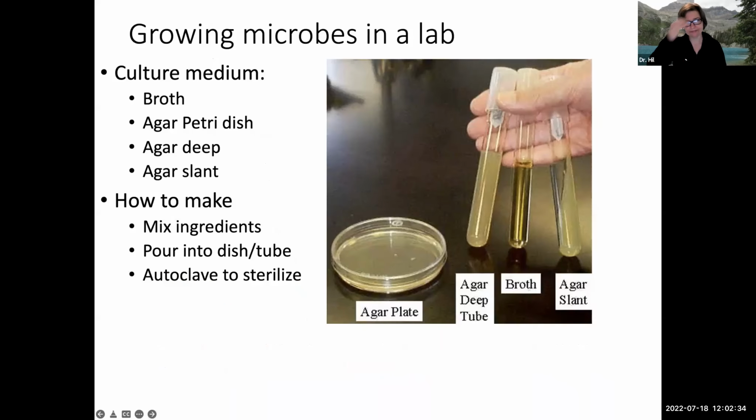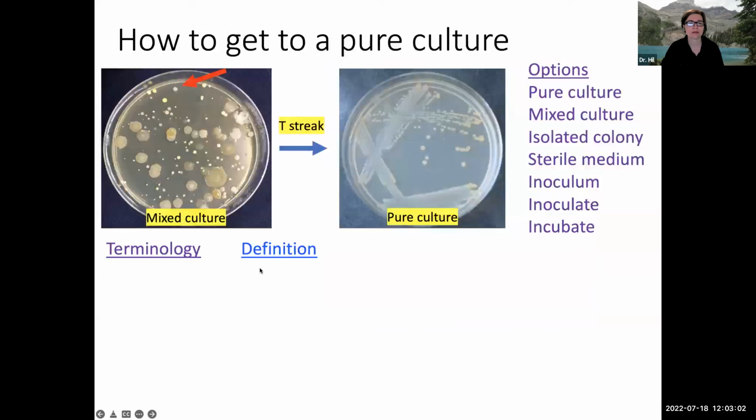Speaking of media, there's several different ways we can feed microbes. So we have some kind of recipe. We can make that into a soup and pour it into a tube. That's a broth. Or we can add a solidifying agent called agar and pour it into a dish, or again into a tube or into a slant. And they all have different purposes, but they're all different ways to make a recipe that some cells will be able to eat.